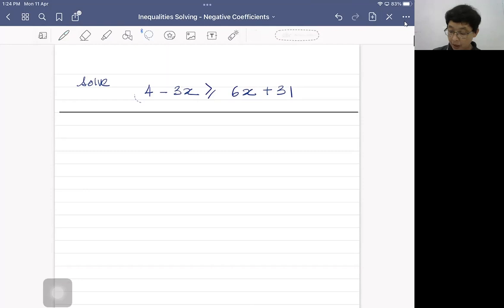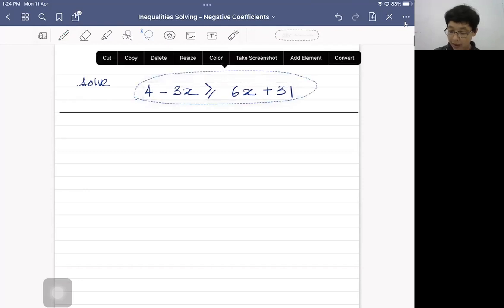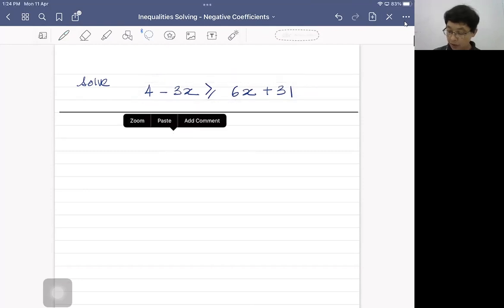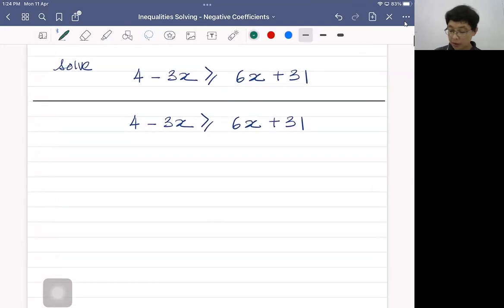Okay, I believe you have done that. Let's go and check it out. Let's have more happy moments and experience as we go through that together. Okay, as usual, I'm going to gather all the x on the left-hand side of the inequality and all the constants on the right-hand side of the sign.